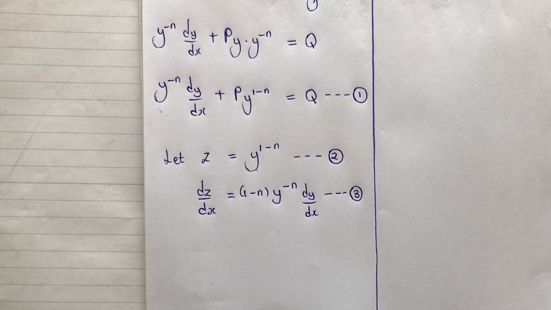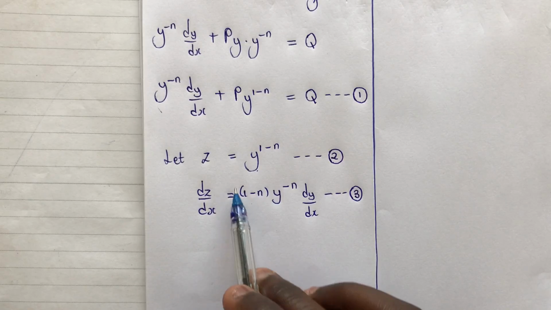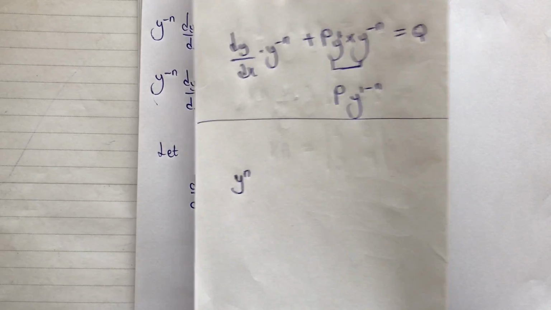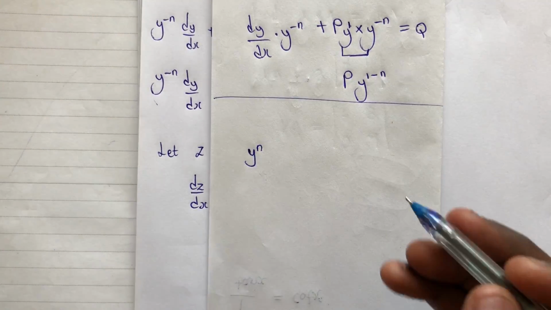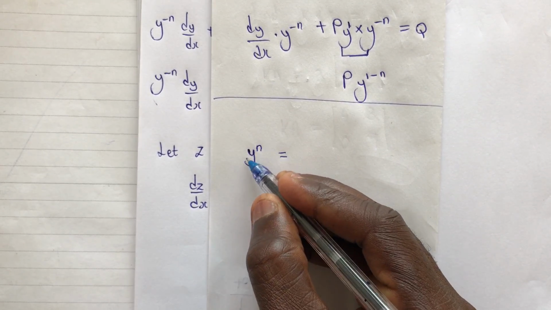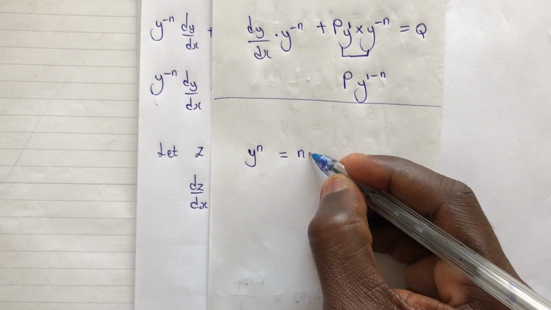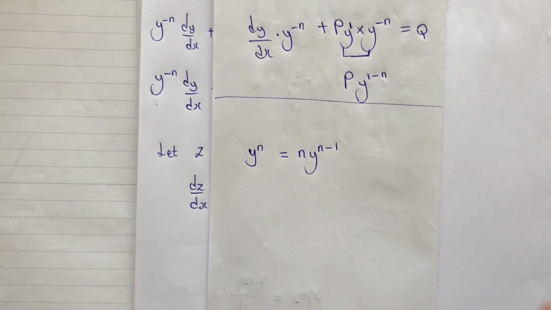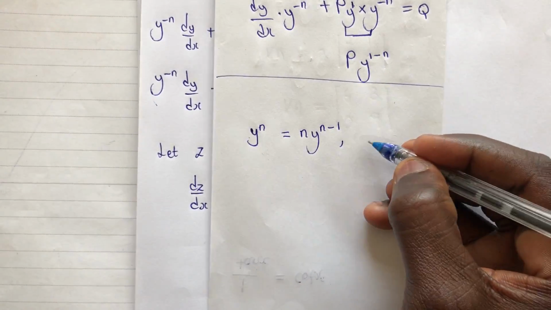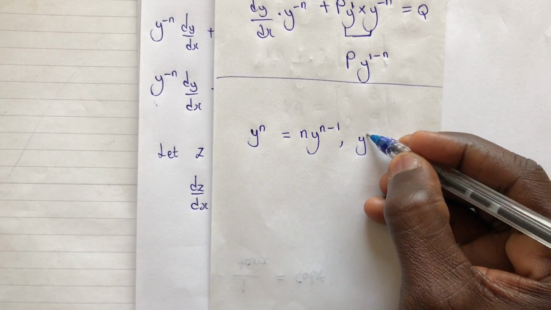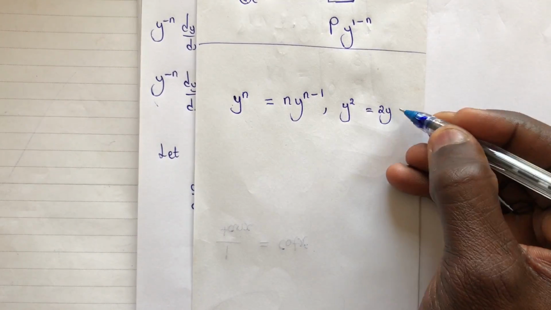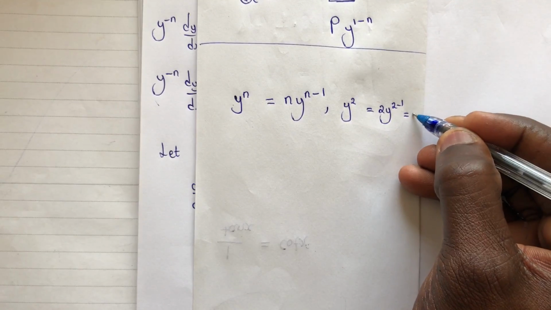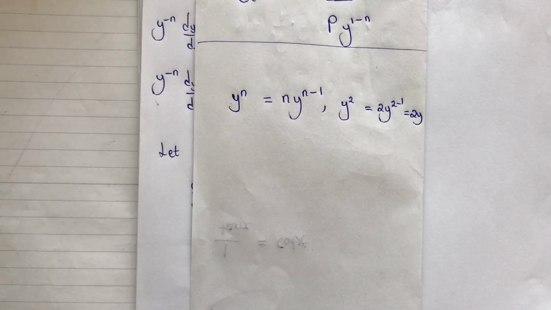Now, I am about to take you back and explain this side of the equation. Okay, let's assume we have a function y to power n. The differential of a function y to power n is equal to use n to multiply the function y^(n-1). So if I have an example like a function y raised to the power 2, then the differential of this is going to give us 2y^(2-1), giving you 2y. Do you get it?